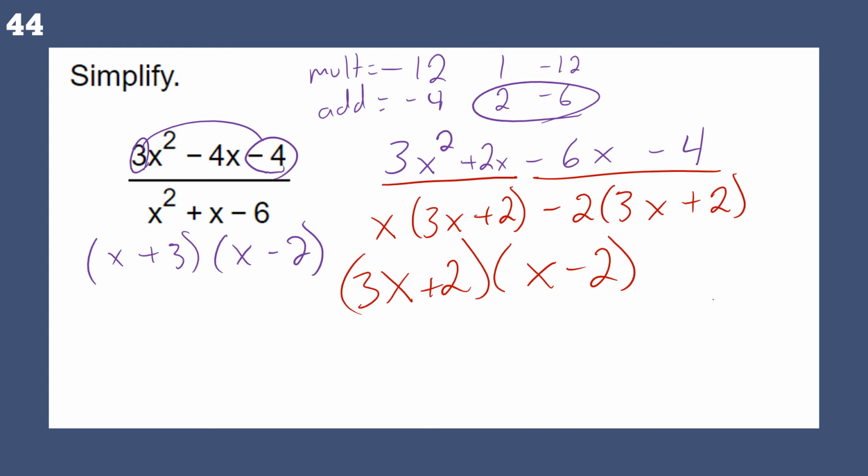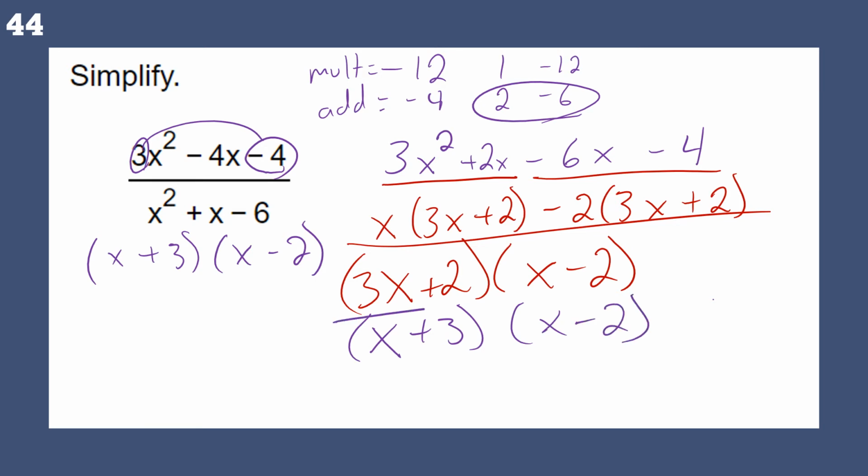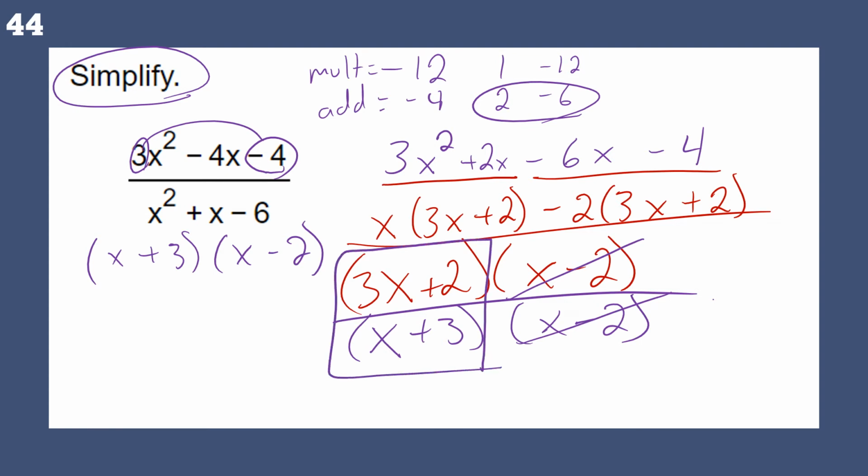So I'm going to rewrite this problem that we started with just in factored form. The top of the fraction is that 3x plus 2 and x minus 2, and the bottom of the fraction is going to be that x plus 3 and x minus 2. But when we have fractions and we're trying to simplify, which is what the question tells us to do, we can cancel out things that are the same on the top and bottom. We have an x minus 2 on the top and bottom, which means our final answer is just 3x plus 2 over x plus 3.